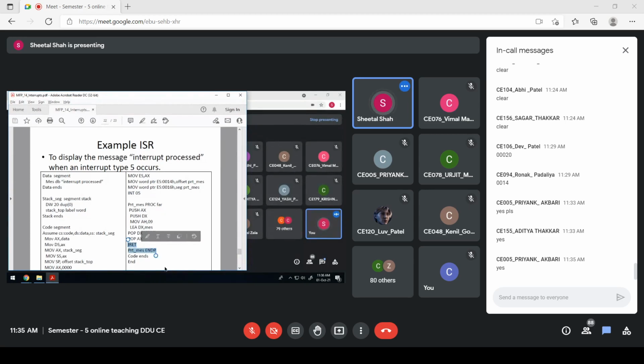So this we have discussed, isn't it? So IRET instruction is used to return back from this interrupt service routine to this main program. So when it returns, it would execute the instruction which is following this INT05 instruction. Hope everyone is clear with this.